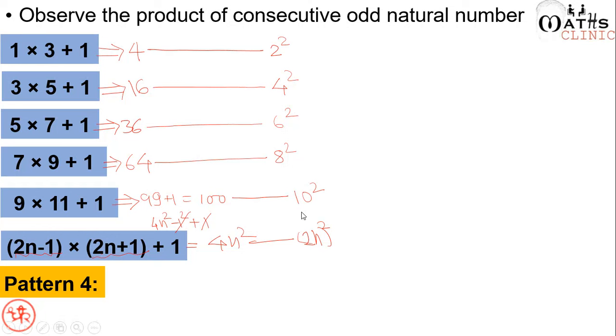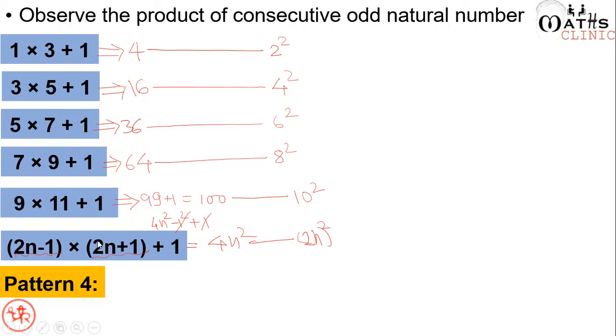Okay, so let us see here. Ye jo 2 hai, ye 1 and 3 two odd numbers hain, unke beech mein ka even number kaun sa hai? 2. To 2 square. 3 and 5 ke beech mein ka even number kaun sa hai? 3, 4, 5, 4. So 4 square. 5 and 7 ke beech mein ka even number kaun sa hai? 6. To 6 square. 7 and 9 ke beech mein ka even number? 8. 8 square.